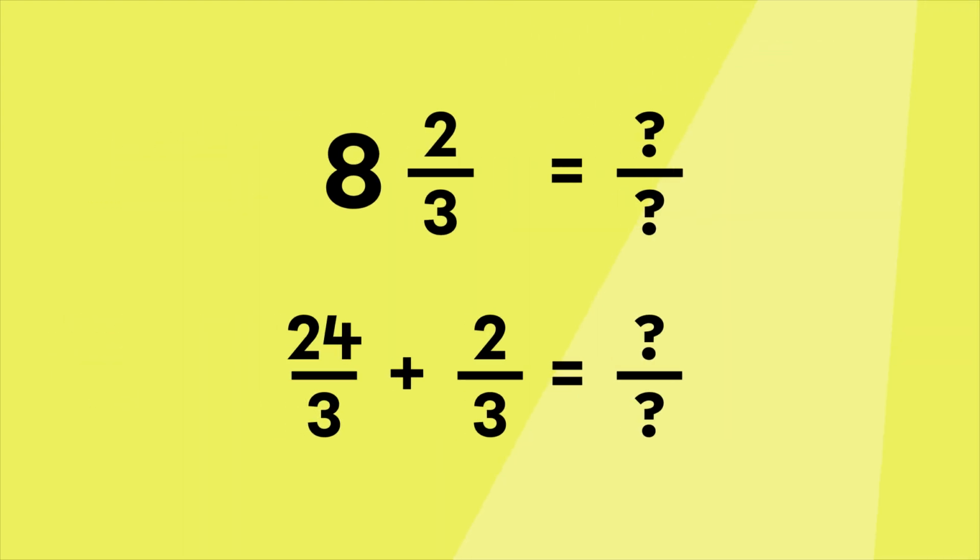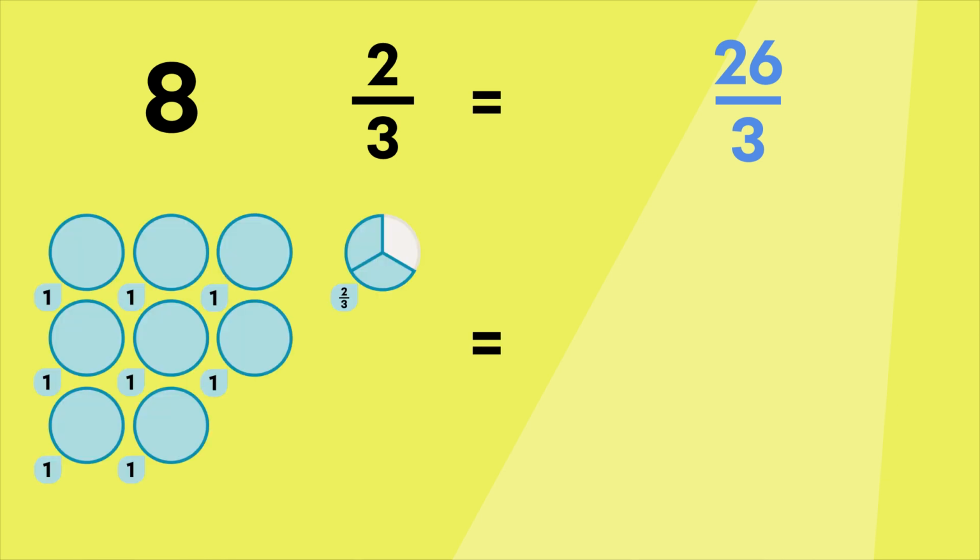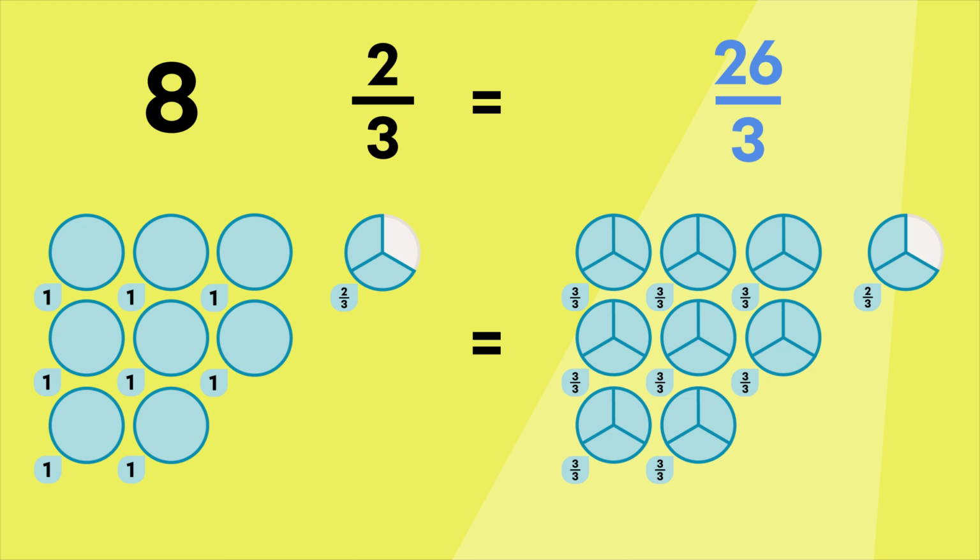Finally, I add 24/3 and 2/3 together. I start by adding the numerators. 24 plus 2 equals 26. I write 3 as the denominator of the answer. I get 26 over 3. That's it. The mixed number 8 and 2/3 is converted into the fraction 26 over 3.